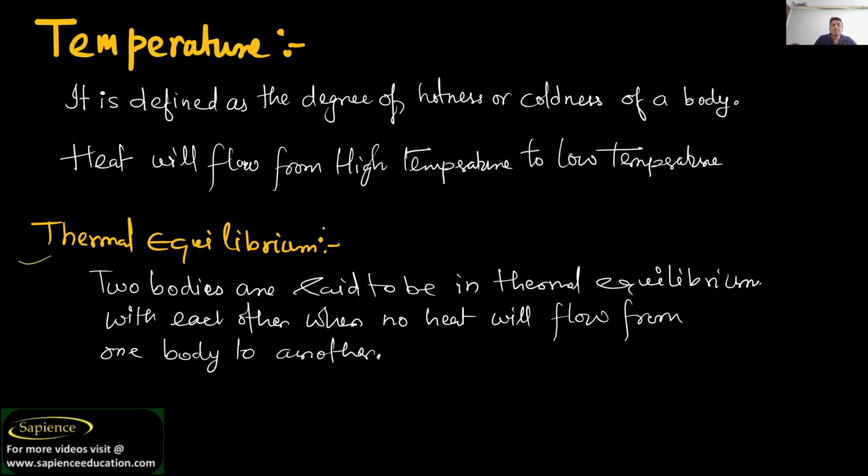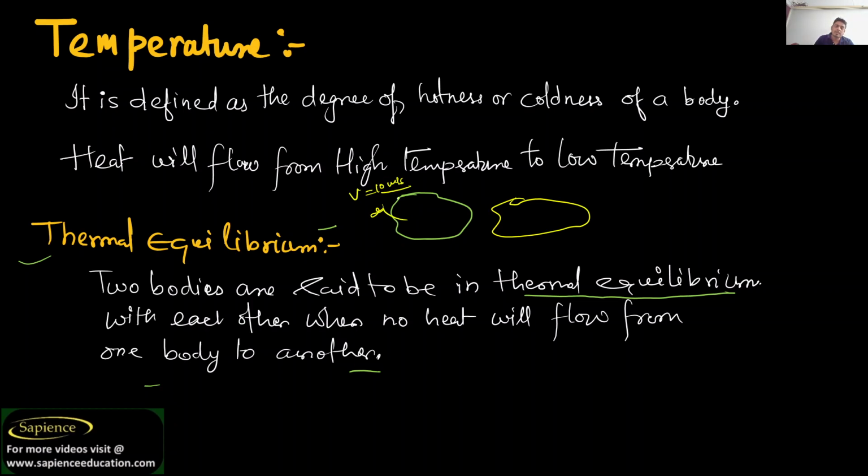Now let us consider thermal equilibrium. Equilibrium means balance condition. Two bodies are said to be in thermal equilibrium with each other when no heat flows from one body to another. What do you mean by this? Let us consider there is a body like this, and there is another body also like this. Its velocity is 10 meter per second. Whose velocity? The velocity inside its molecules, and the other has 10 meter per second also, the same velocity. If you measure, the temperature of both the bodies will be the same.